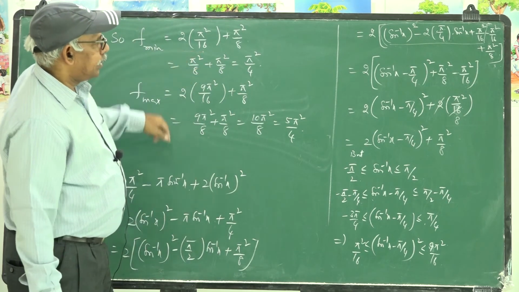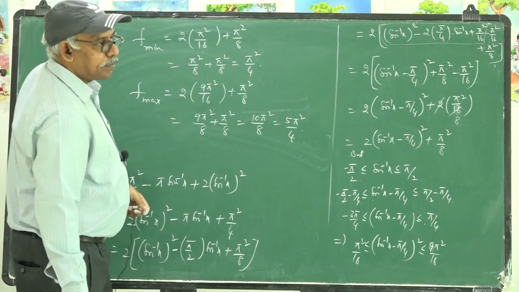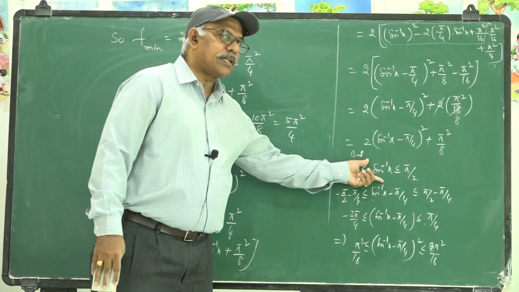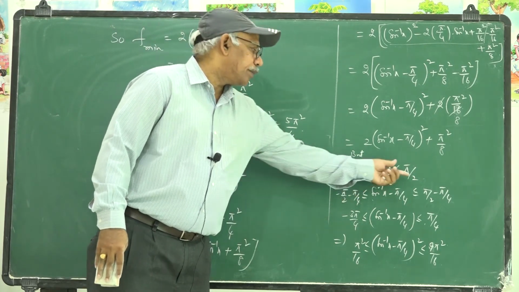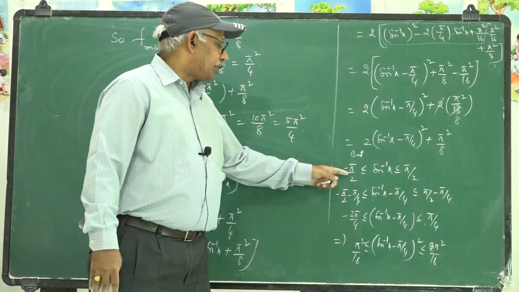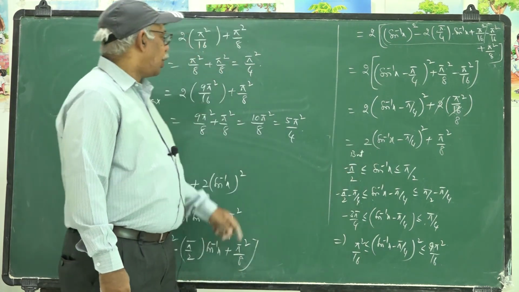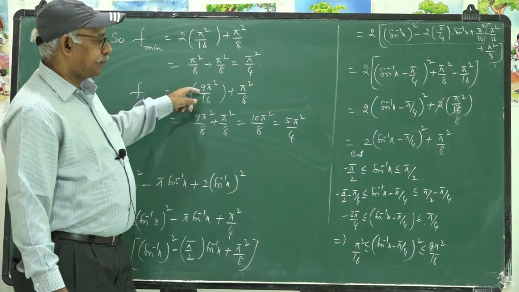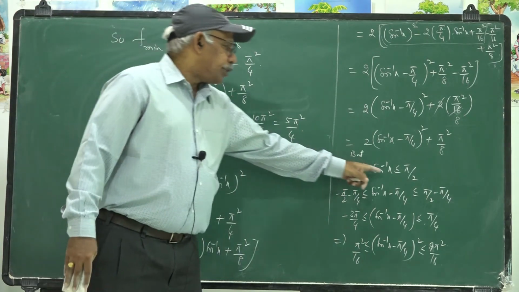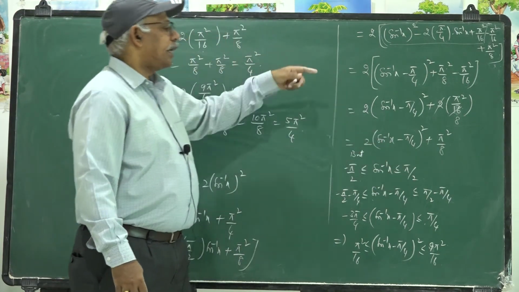It totally depends on the minimum and maximum value of sin inverse x. The minimum is minus pi by 2 and maximum is pi by 2. Once you take minus pi by 2, we get maximum. Once you take pi by 2 here, we get minimum.